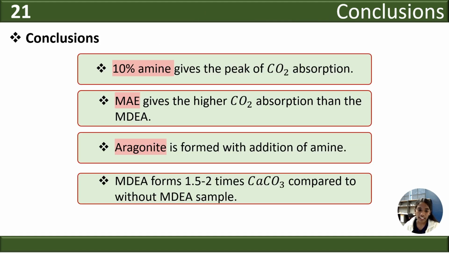And this brings me to the end of the presentation. 10% amine gives the higher peak of CO2 absorption, and MAE gives higher CO2 absorption than the MDEA. Also, the organic addition is leading to aragonite formation, and in the accelerated carbonation test we observed 2 times more calcite formation in the presence of amine compared to the sample without MDEA. However, we are doing the same experiment for the MAE, and we will do the direct air capture test.